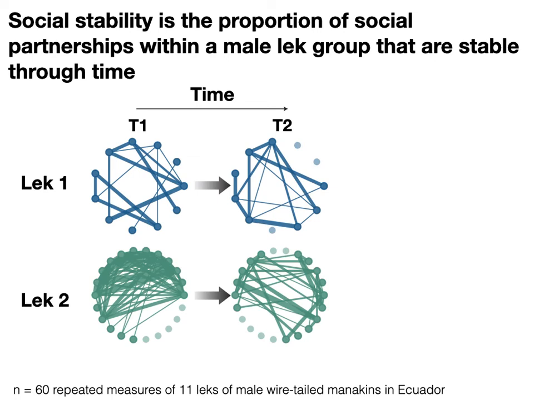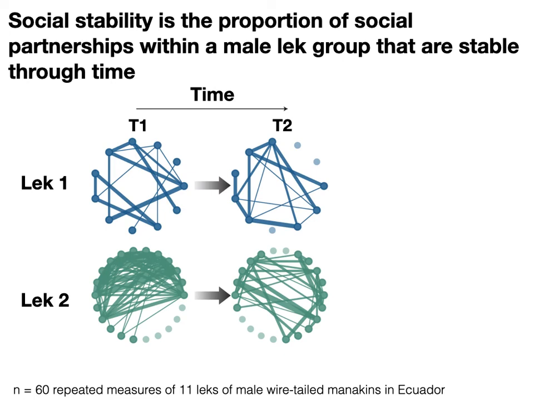The graphs that you see here are representing the lek social networks in the wire-tailed manakin, two of the 11 leks we studied over time. So you've got time 1 and time 2, and the little nodes on this diagram are individual manakins on these leks. The first lek is a smaller one, the second lek is a bigger one. The web of lines here is representing the social partnerships between these males. What we did was measure how stable these social networks were over time, so how many of the relationships at time 1 were still present at time 2. That was our measurement of social stability.